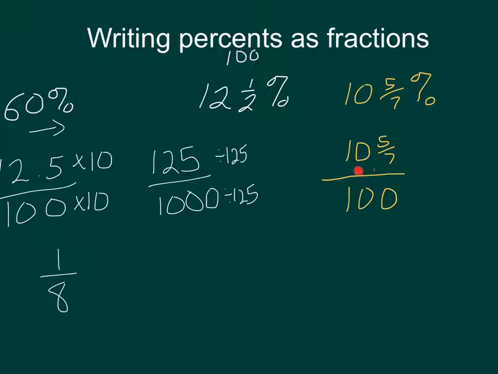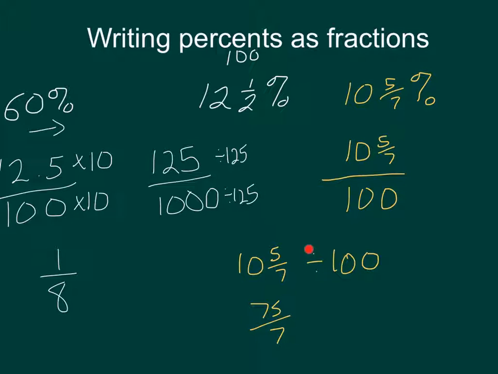Now remember, a fraction line really just means divided by. So this problem here is the same as 10 5/7 divided by 100. That's what that fraction is showing. Now we solved problems like this earlier in the year. We know the first thing we want to do is get this mixed number into an improper fraction. So that's going to give me 75/7.